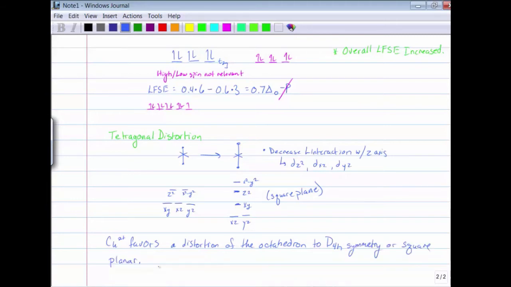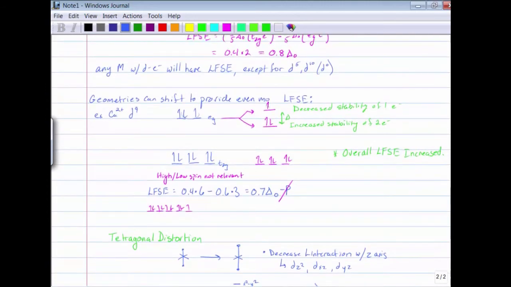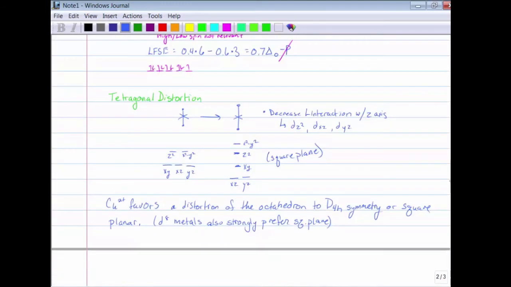And we already said, I just want to point out that d8 metals also prefer this. And that's because, so you saw for d9, you raise the energy of one electron, but for d8, you drop the energy of two of them, and you have an increased stability from just those two electrons. So what I just showed you is an example of something called the Jahn-Teller theory. And the Jahn-Teller theory says that configurations will arrange themselves so that two degenerate orbitals will never have two different electron configurations.